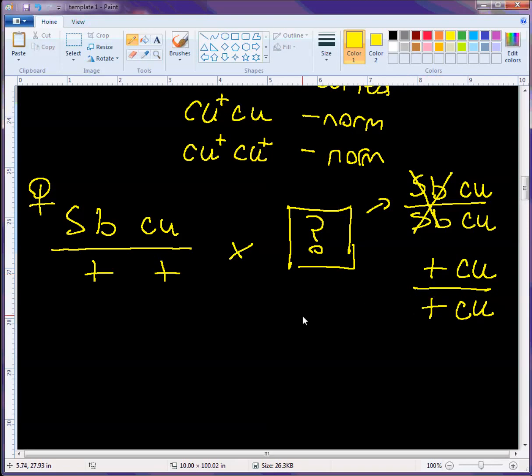So let's make sure this works. This female here can make how many types of gametes? Let's see, 4 types of gametes. So SB CU is a non-crossover.